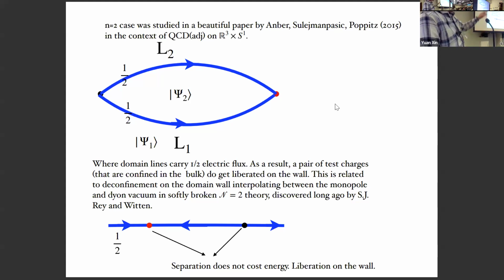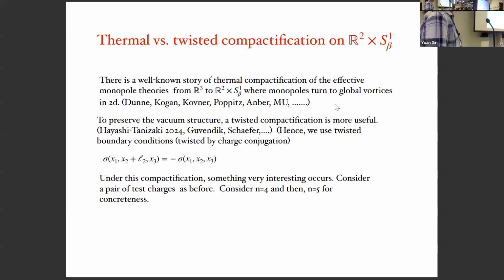This is actually a dimensional reduction of a very nice effect discovered by Shifman, Ritz, and Witten. What they observed is that in softly broken N=2 theory in 4 dimensions, if you consider a domain wall interpolating between the monopole vacuum and the dyon vacuum, electrically charged quarks are actually free on the wall. They are confined in the bulk, but liberated on the wall. This is a field theory realization of that idea. Now, this is my setup.